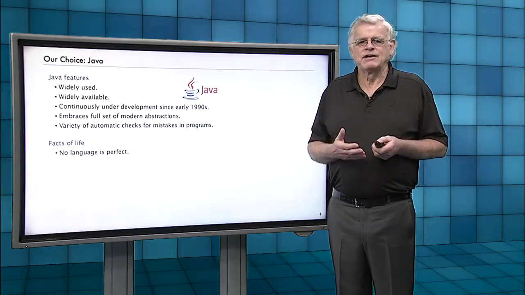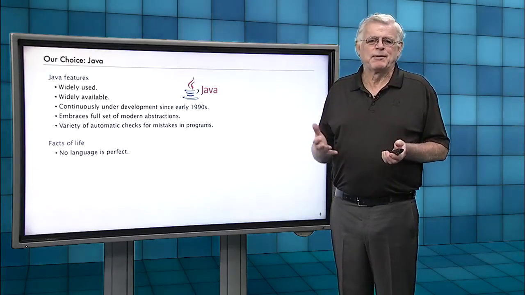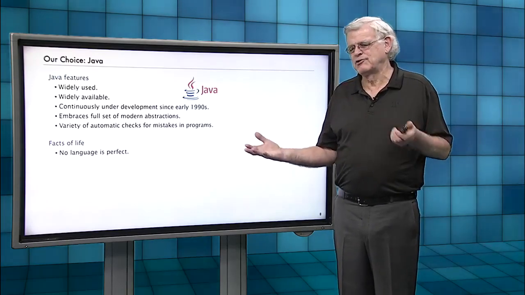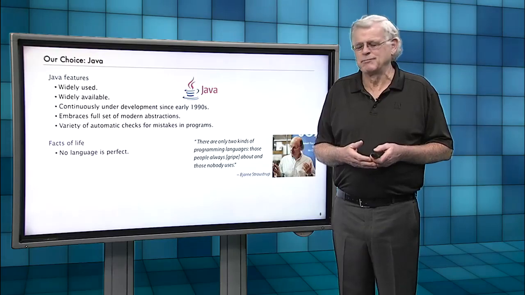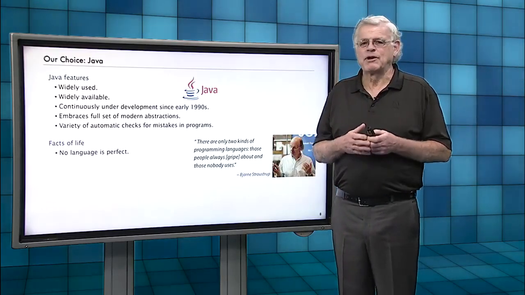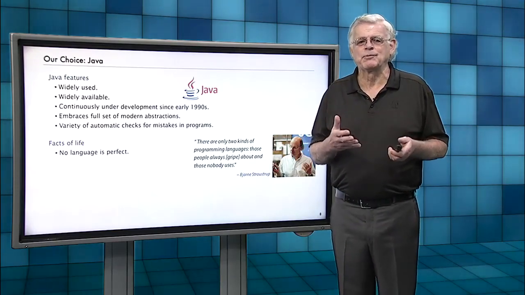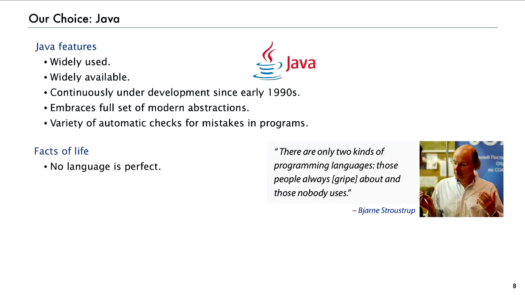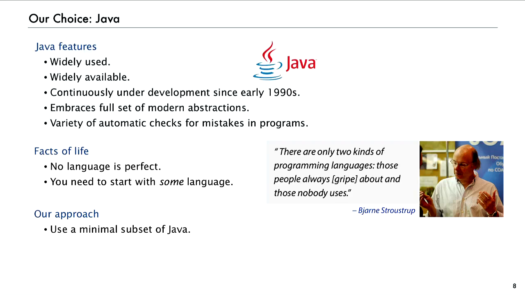Now there's facts of life, and no language is perfect, and there's things about Java that each one of us could think about improving. This is a famous quote by Bjarne Stroustrup, who's the developer of another programming language, C++. He says, there's only two kinds of programming languages, those that people always gripe about and those that nobody uses. So there's going to be problems with Java. We're not saying that, but you do have to start with some specific language, and Java's our choice.